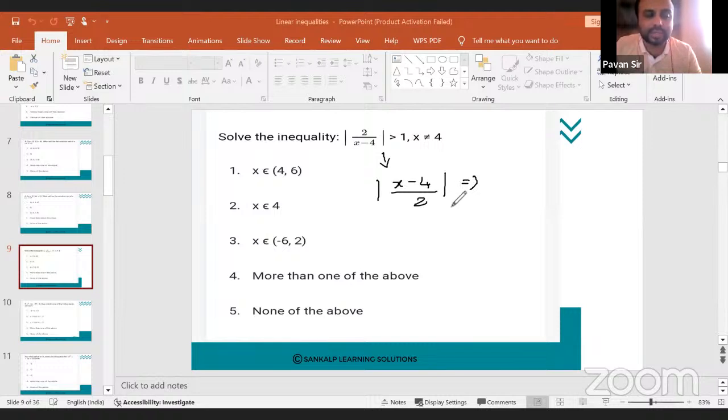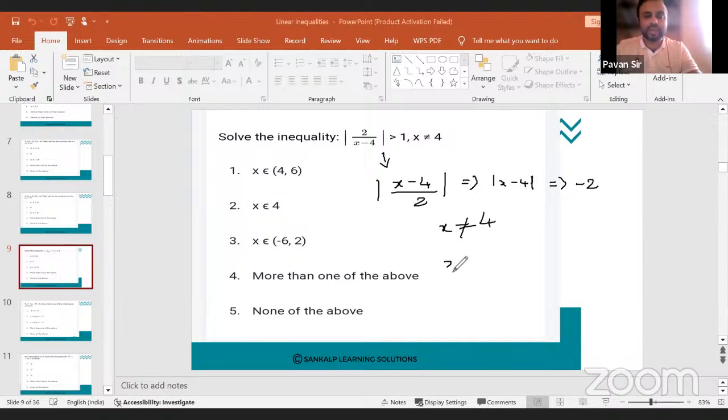Which implies I can write x minus 4 upon mod of x minus 4. Why? Because x should not be equal to 4, they said. So here I can use 0. If I use 0, then 0 minus 4 upon 2, so minus 2 is the answer. So minus 2. Is that clear? And the given condition is that x should not be equal to 4.